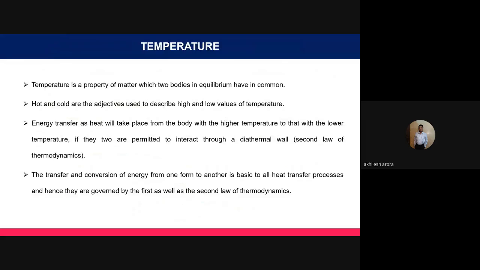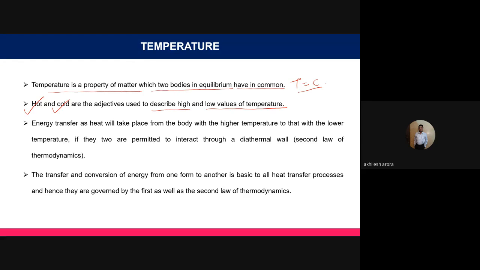Okay, now what is temperature? Temperature is a property of matter which two bodies in equilibrium have in common. So it is basically the zeroth law of thermodynamics. You know from the zeroth law of thermodynamics that two bodies when they are in contact with each other, their temperature will have a common value or the same value. So temperature is constant for both the bodies. And we use the adjectives hot and cold to describe high and low values of the temperature.